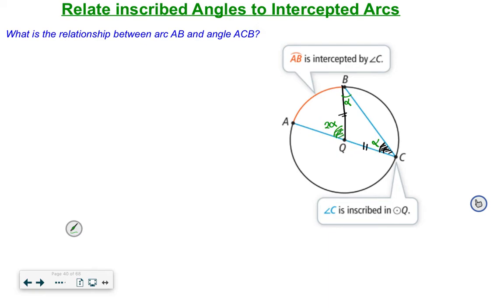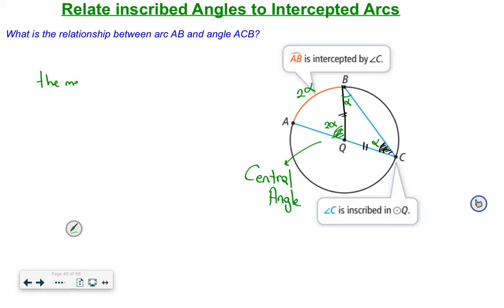And we know that if any angle is located on the center, then we call it central angle. And the relationship between the central angle and intercepted arc, they are equal to each other. If this is 2 alpha, then this is going to be 2 alpha as well. So if you compare the relationship between the measure of the intercepted arc with inscribed angle, you need to know that inscribed angle is always half of the intercepted arc.